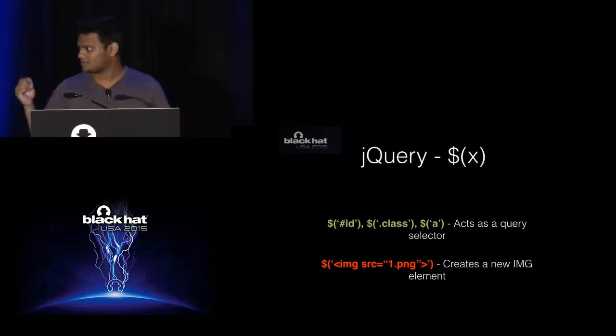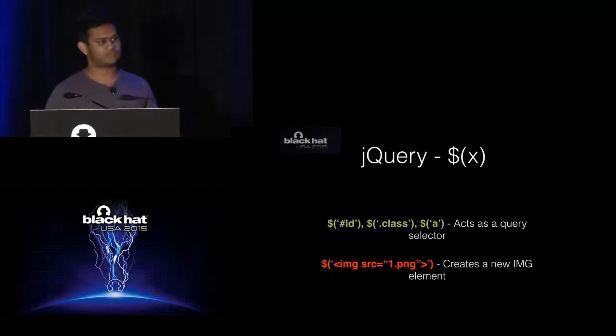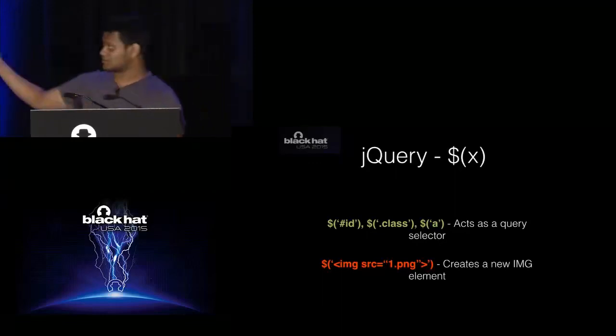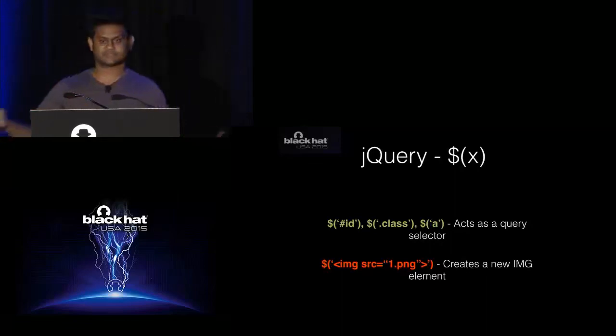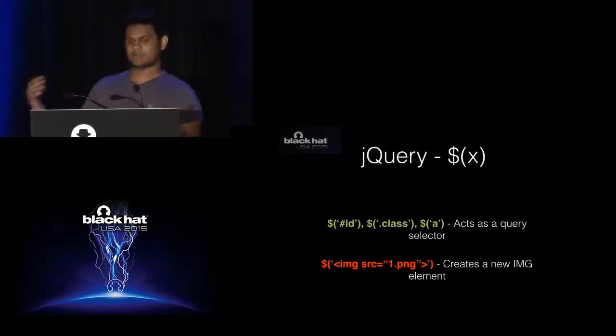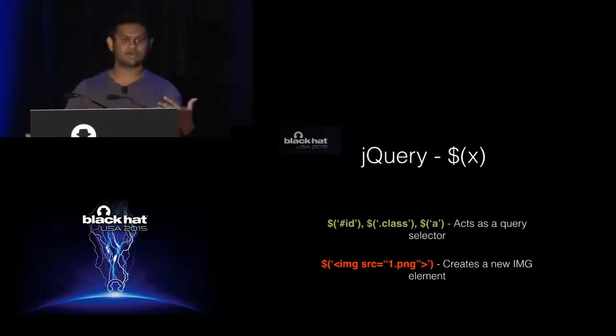But the same selector can also be used to inject HTML content onto the DOM. If your string doesn't start with a dot or a hash, and it's something like an image src equals something, or some script src equals something, it just injects that into the DOM. It has been known for a long time, but what I'm trying to say here is that these are indirect ways of executing code in your DOM, which most people, especially developers, are not aware of.